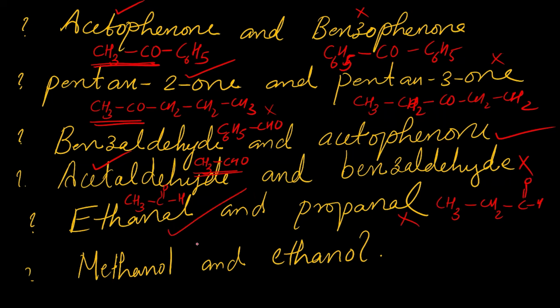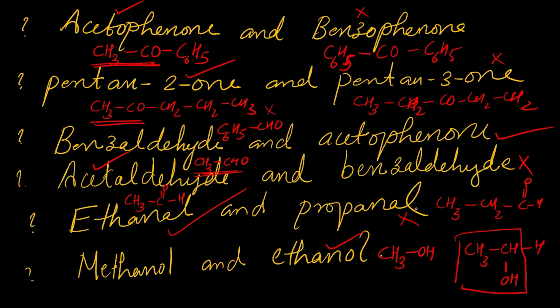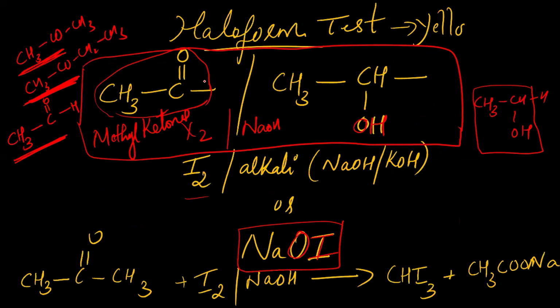Methanol and ethanol, very important. The structure of methanol is CH3OH, and ethanol is CH3CH2OH, which has the CH3CH(OH) group. So ethanol will give the iodoform test. Very important: you can distinguish a lot of compounds using this iodoform test. What you have to look for is whether these two groups are present or not.